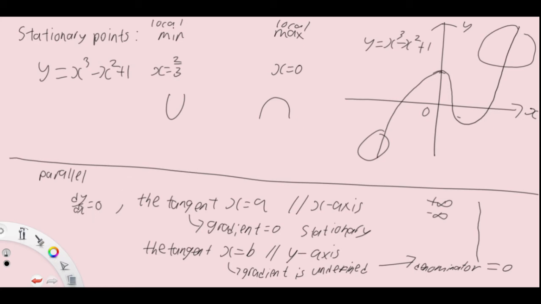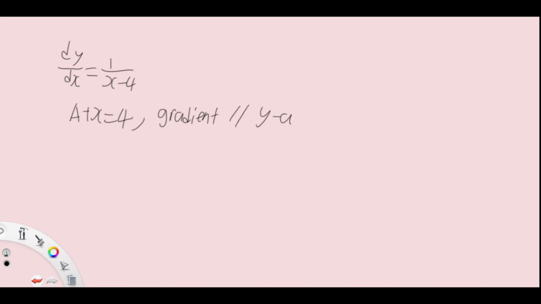So for instance, if I have dy/dx equals 1 over (x minus 4), then at x equals 4, we know that the denominator is therefore 0. The tangent is actually going to be parallel to the y-axis, because the denominator is equal to 0. And yeah, that's about that.